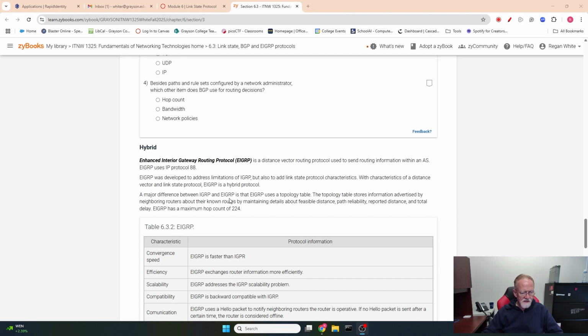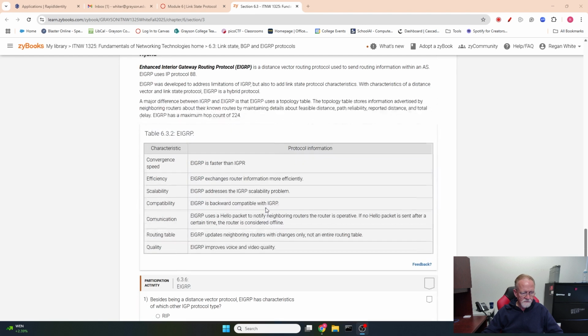The major difference between IGRP and EIGRP is that EIGRP uses a topology table. The topology table stores information advertised by neighboring routers about their known routes by maintaining details about feasible path, reliability, reported distance, and the total delay. So basically, it establishes a routing table based on the logical topology of the network. It has a maximum hop count of 224.